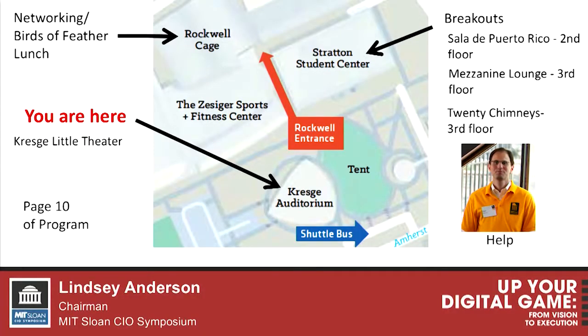To get the most out of the day, you need to be in the right place at the right time. So I'm going to give you a quick orientation. Here's the map, and you're here in Kresge. You can see the tent. Across this way is the Student Center, and Kresge Little is downstairs.